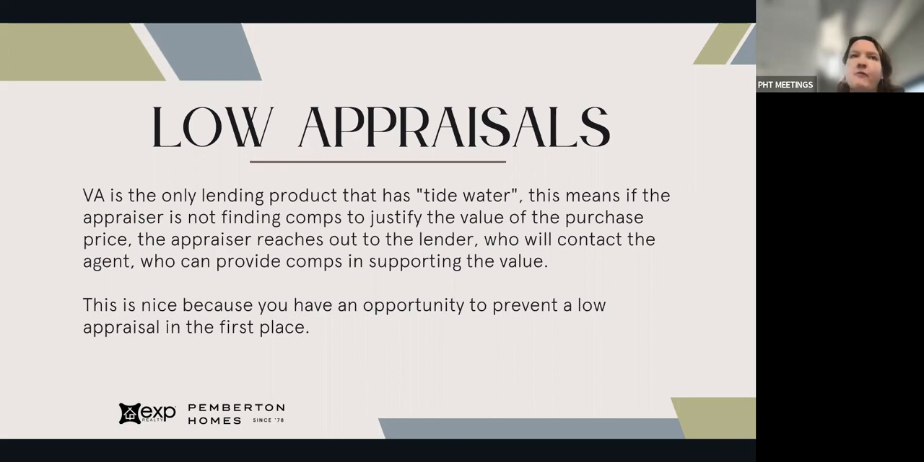I wanted to bring this up, and I know we've talked about it in the past, but until you're in it, I think you don't really realize what Tidewater is. And you get the call from a lender that says, well, we're in Tidewater, and you're going, what the heck does that mean? Because it's also a weird term.